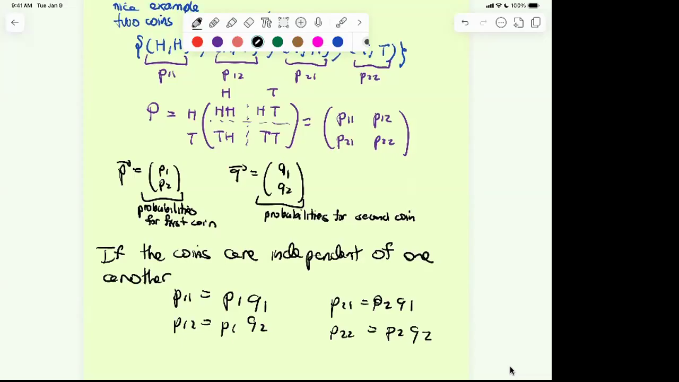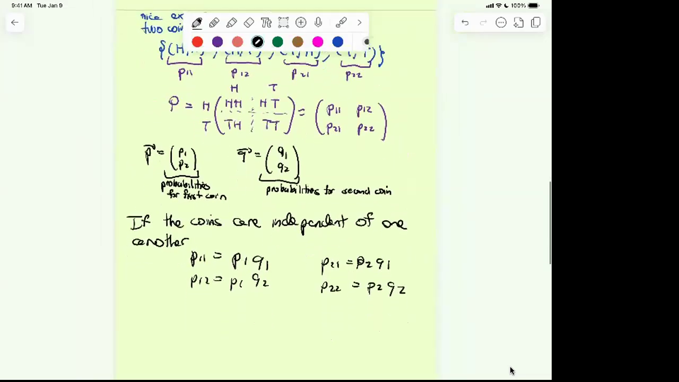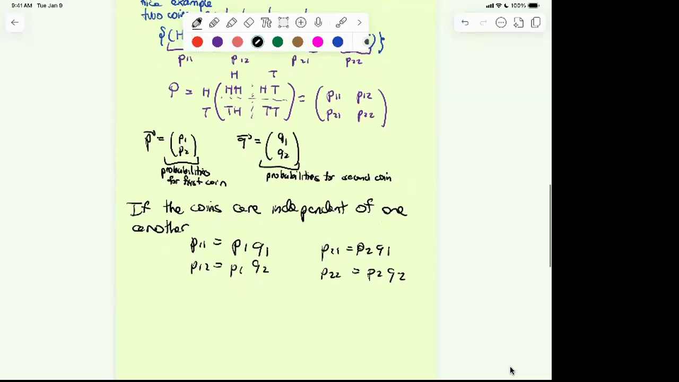So the probabilities for the joint events are just the product of the individual probabilities. If you notice how these numbers come out, they are just all the possible products of the individual probabilities, right? And that is literally what the tensor product does, right? So in this independent case, the probability matrix is just the tensor product of those two probability vectors.